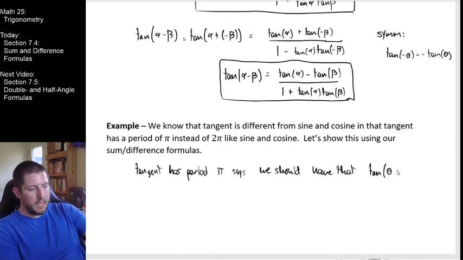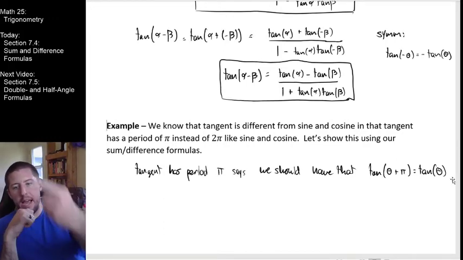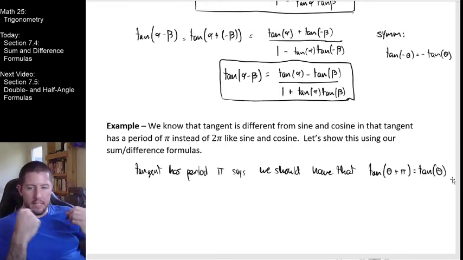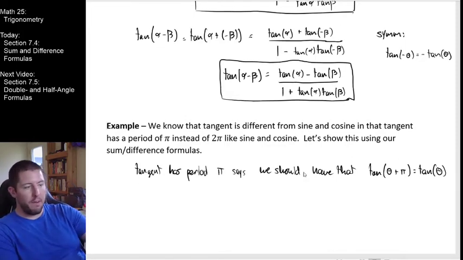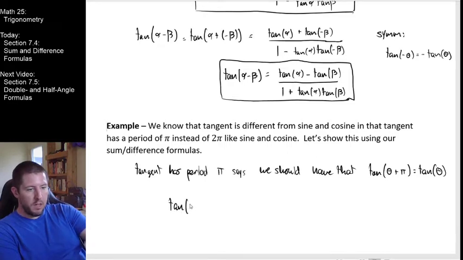That says we should be able to take tangent of theta plus pi, and that should give us the same tangent values as if we just applied it to theta, right? If you go pi radians further, you should be back at the exact same tangent values as before. It's repeating every pi. Let's verify this. So I can show here that tangent of theta plus pi.